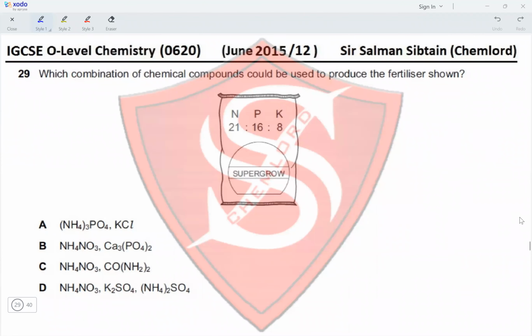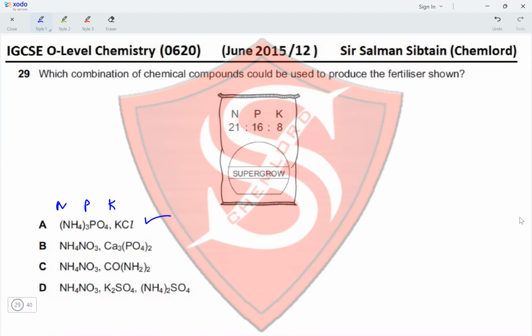Question 29. Which combination of chemical compounds could be used to produce the fertilizer shown? So we have NPK fertilizers present. So in A, we've got nitrogen, we've got phosphorus, we've got potassium. All three are present. So A should be the answer.